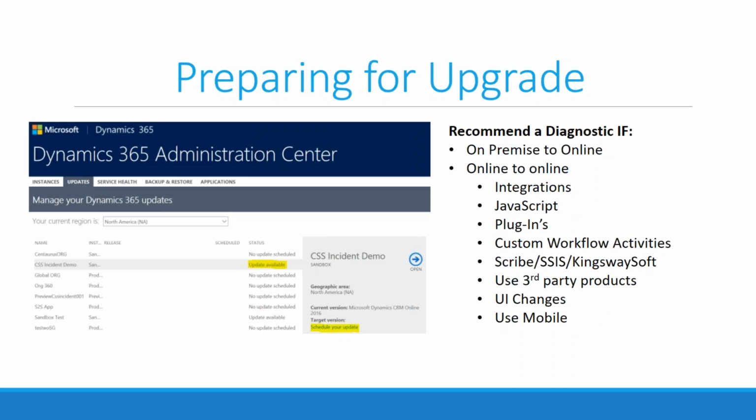But if you're going from 8.2 or 8.0 online to online, if you have a lot of integrations, a lot of JavaScript, plugins, custom workflow activities, integrations with third-party products, if you've done a lot of UI changes, I know some forms that could have 50 or 60 sections on them. How is that going to render now in the new UI? Those are some of the things to take a look at.